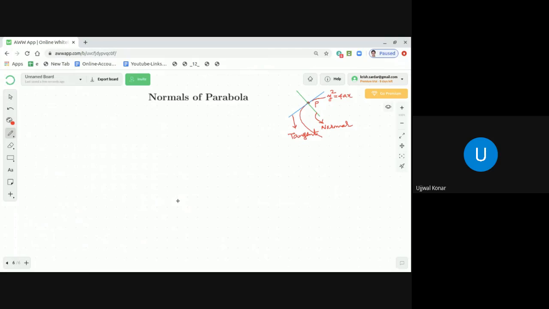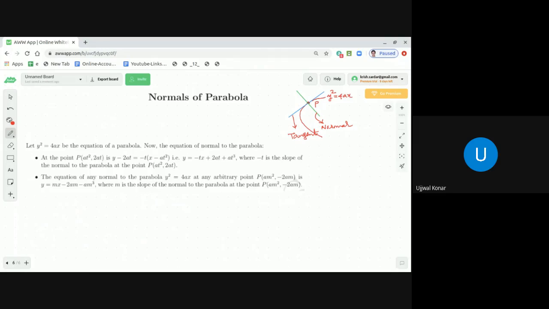Let y square equal to 4x be the equation of a parabola. Now the equation of normal to the parabola at the point P, whose parametric coordinates are at square comma 2at, is y minus 2at is equal to minus t into x minus at square. Or if you simplify further, you will get y is equal to minus tx plus 2at plus at cube, where minus t is the slope of the normal to the parabola at the point P at square comma 2at.